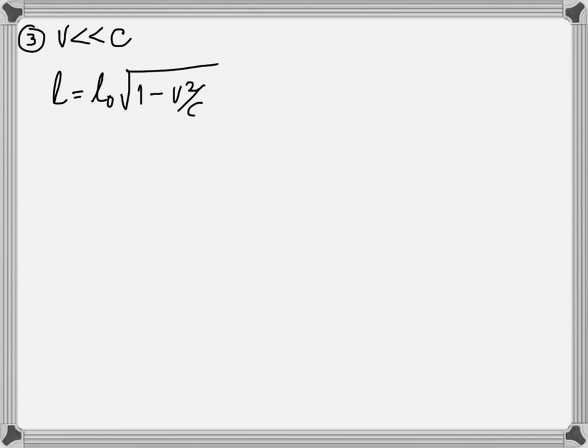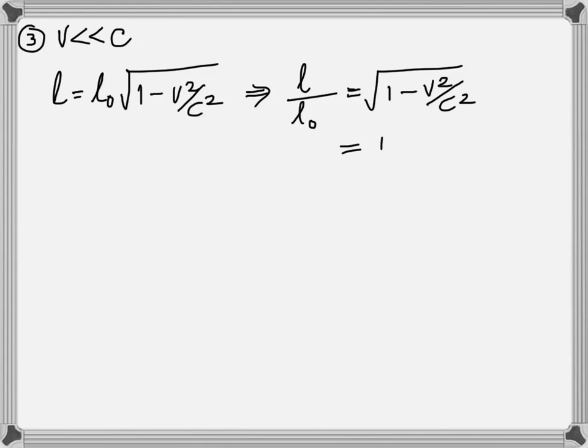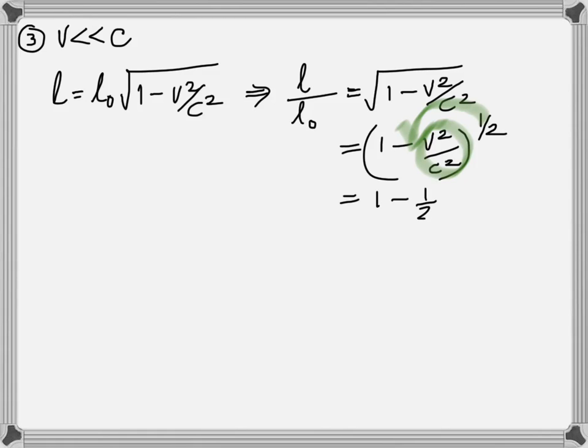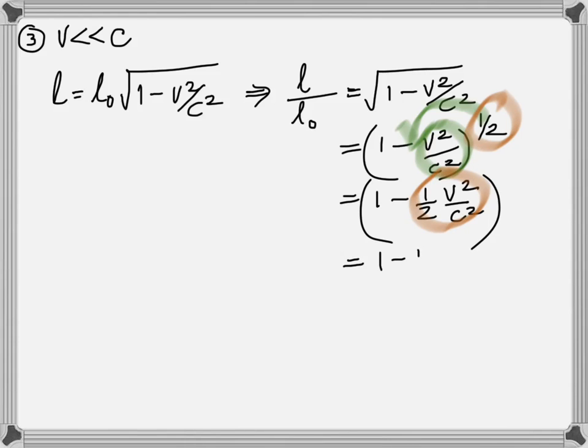L is L naught by gamma, but this is the value of gamma. So L by L naught is square root 1 minus v squared by c squared, raised to half. Square root can be written as raised to half, and because this quantity is really small, you can use the approximation where you take the power and multiply it here. So it's 1 minus half v squared by c squared. Remember that only works when that quantity is small.